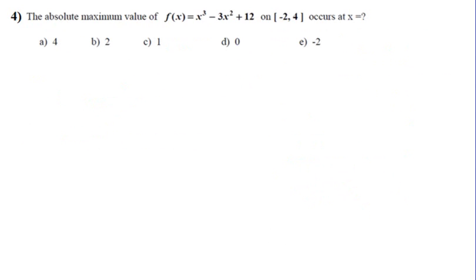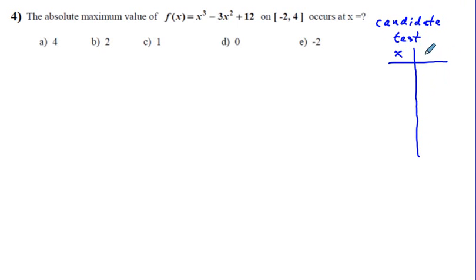Next, the absolute maximum value of f(x) equals x cubed minus 3x squared plus 12 on the interval from -2 to 4 occurs at x equals question mark. This is going to be the extreme value theorem, and what we do for this is called a candidate test. And what are the candidates? The candidates are going to be the endpoints and the critical number.